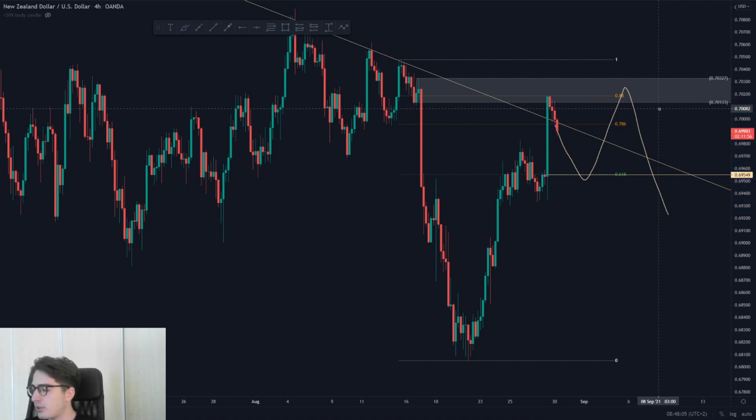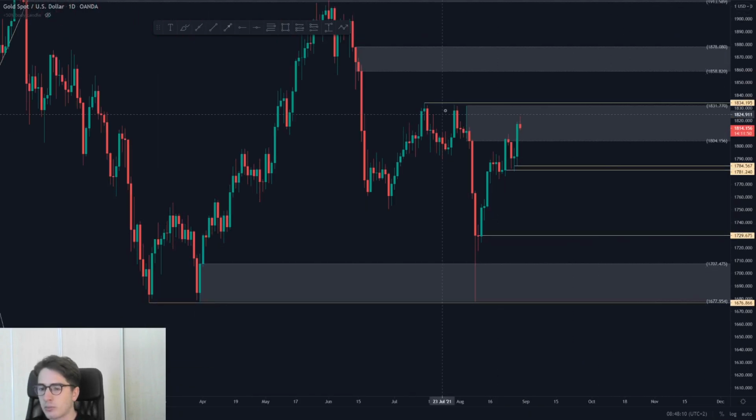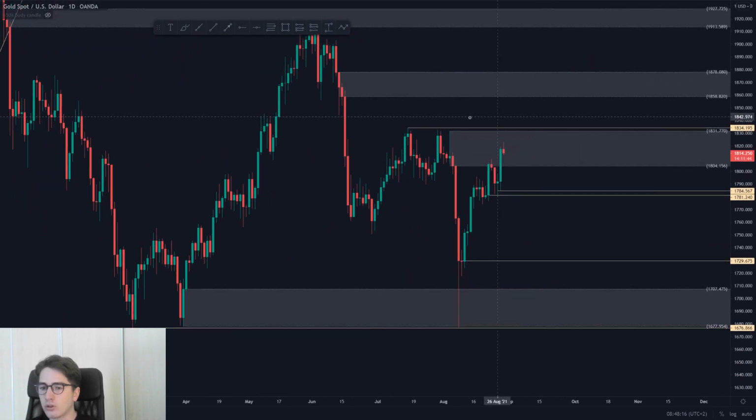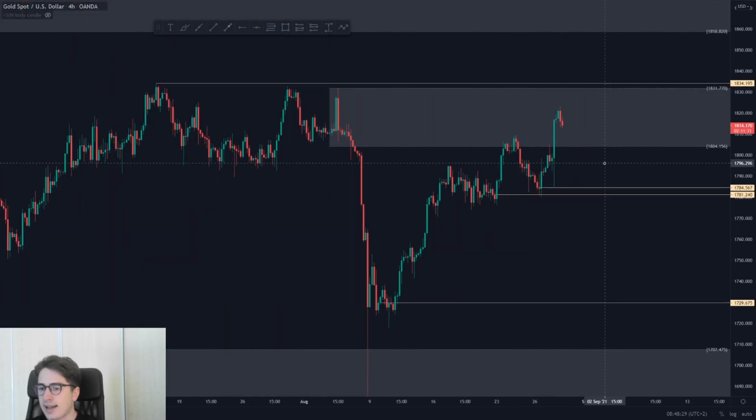Let's head over to our last pair, which is gold. And gold, guys, what I'm waiting for is still one more push up higher in towards 1834.195. Once we reach that level, I will be looking for shorts. We could still move up even higher in towards 1858, but what I want to see first is us take out this high, then I'll be looking for some good shorts. It's a little bit too bullish for me at the moment, that's why I'm just going to be staying out.